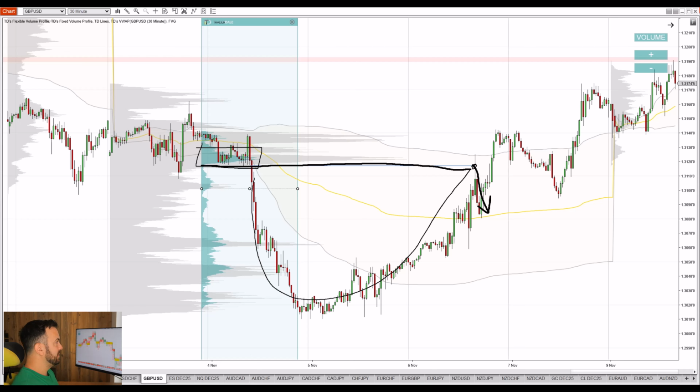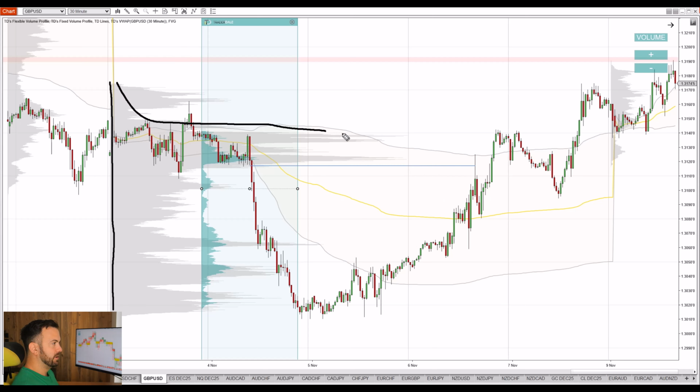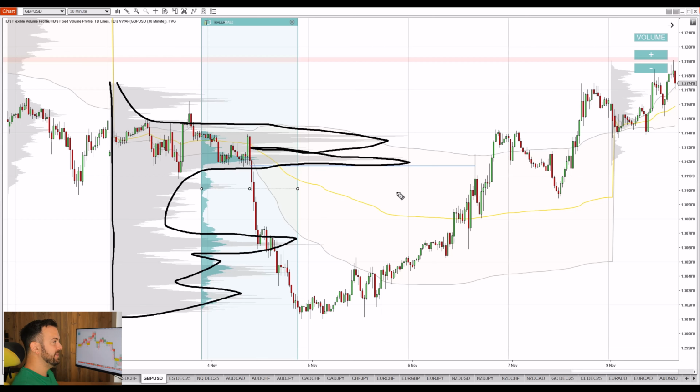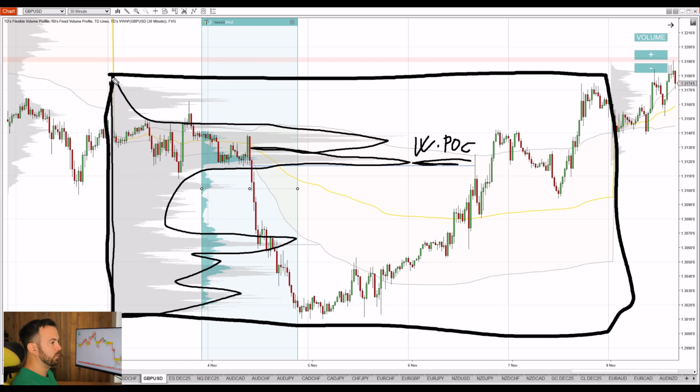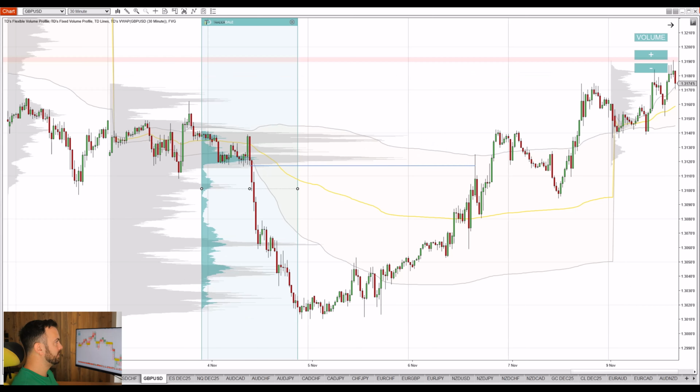Now reason number two is that there was a weekly point of control. If you look at this gray profile on the left, it shows how volumes were distributed throughout the whole week, and at that time this was the weekly point of control. So the heaviest volumes throughout the whole week, this being the whole week, were traded here, right at this level, right? So not only was there the volume profile setup, but also the weekly point of control.